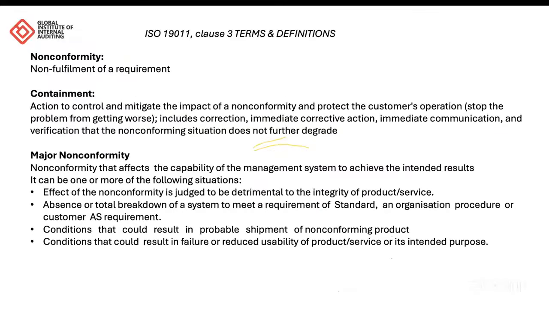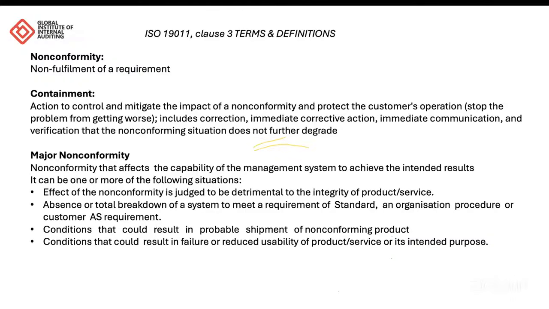Now we quickly go back to containment. Containment is an action to control and mitigate the impact of a non-conformity. When you have identified that something is happening, the action that is carried out immediately by the organization to contain the non-conformity is called containment. Oh, this is a non-conformity. Currently, we want to contain it. We don't want it to go beyond this. What do we need to do? What do we need to close this non-conformity?